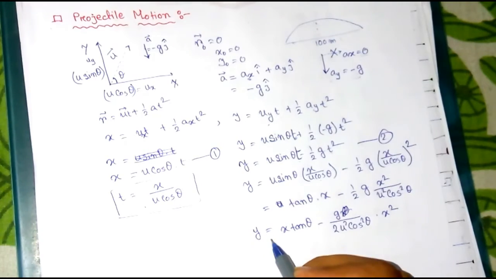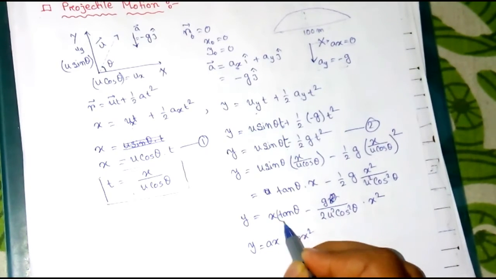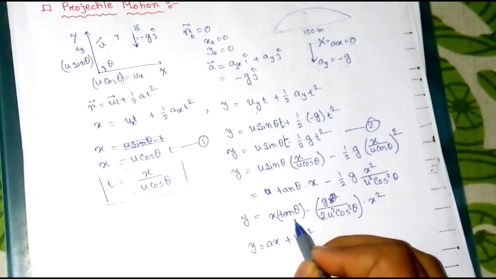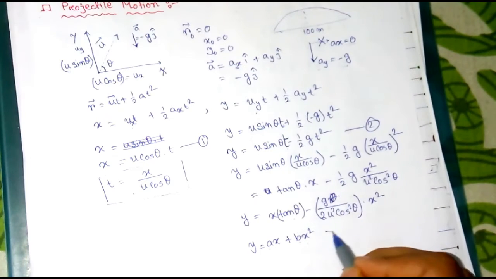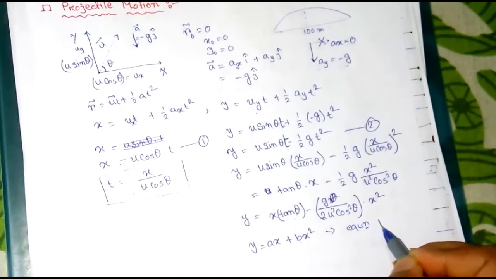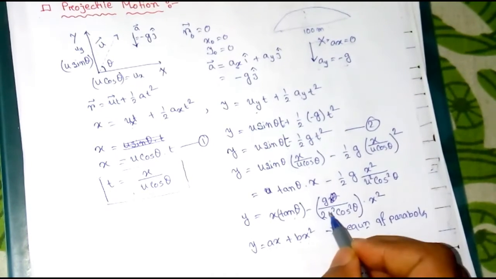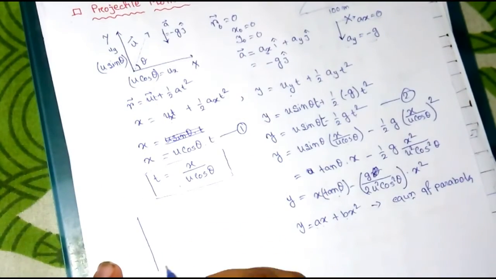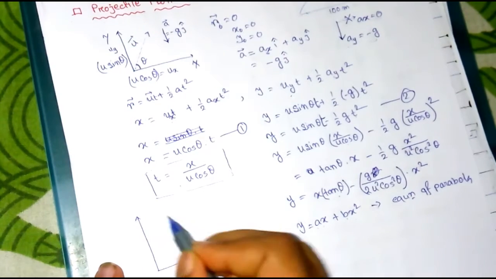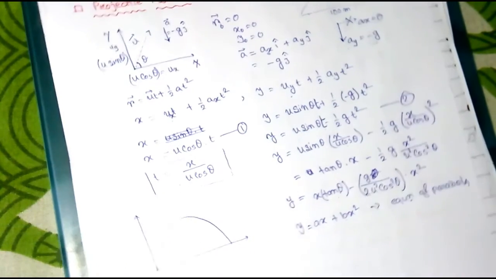Now don't you think it looks like y equals ax plus bx square, where a and b are constants? You can see that this term and this term are constant, and it almost looks like ax plus bx square. So this is the equation of a parabola, which means the path looks like a parabola.